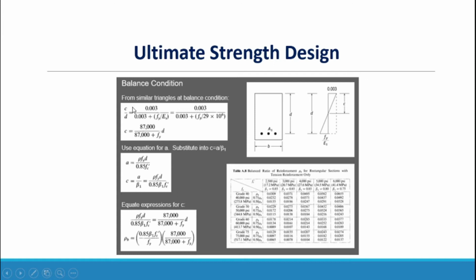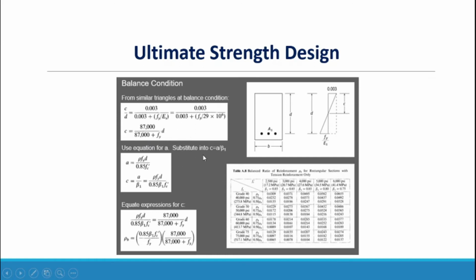And for balance condition, from similar triangles at balance condition, Fy over Es, or E sub s, and for the ratio, c over the total effective depth d is equal to 0.003 all over 0.003 plus Fy over E sub s. And the formula for c, from the centroid up to the top fiber of the beam, is 87,000 all over 87,000 plus F sub y multiplied by d.